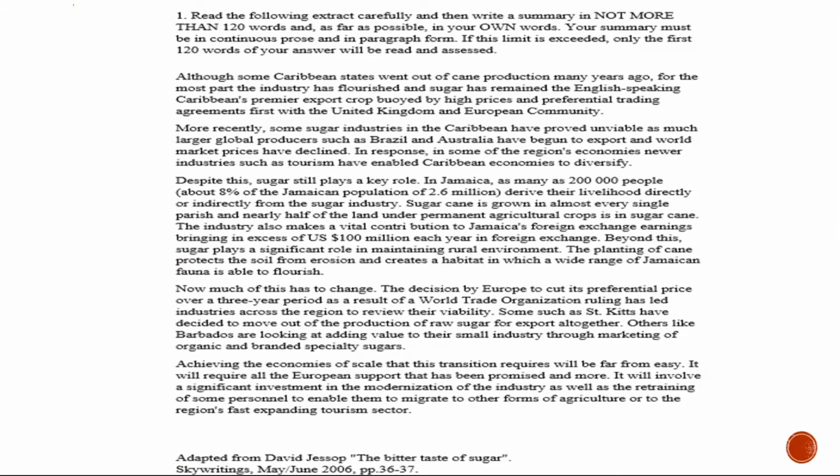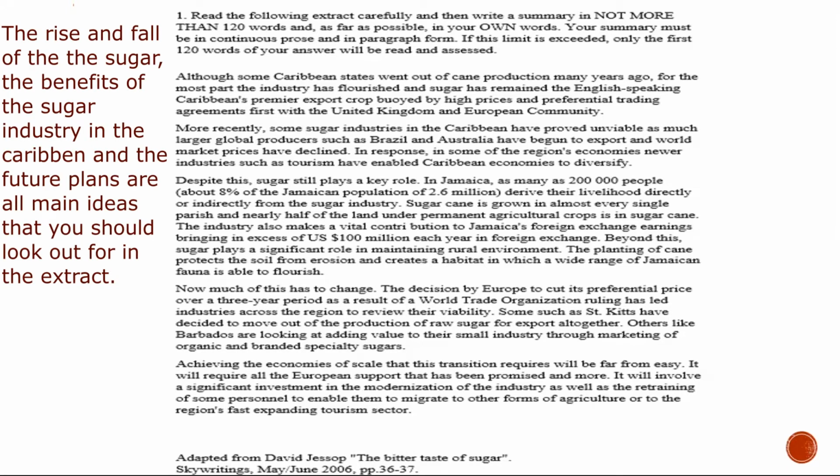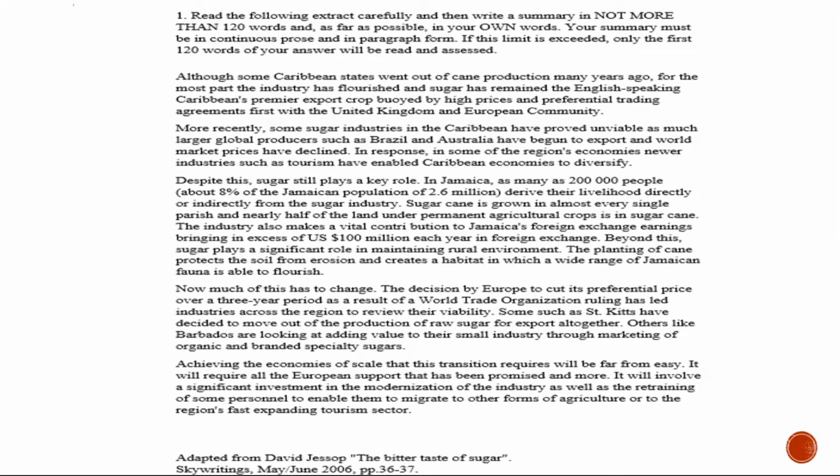When you understand the author's intention and purpose, you are better able to summarize the extract. Clearly, the rise and fall, the benefits of the sugar industry in the Caribbean, and the future plans are main ideas that we are going to be looking out for in the extract. Let us now examine paragraph 1. We are going to reread paragraph 1 as we go along.